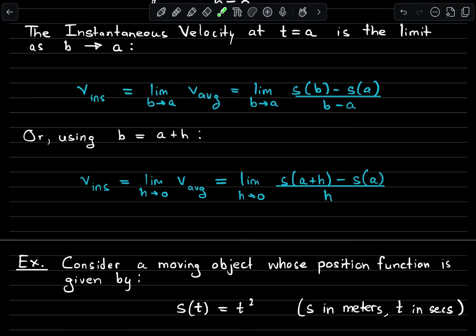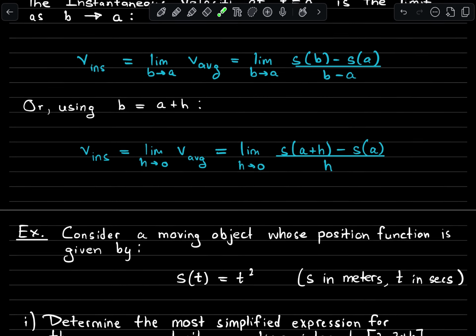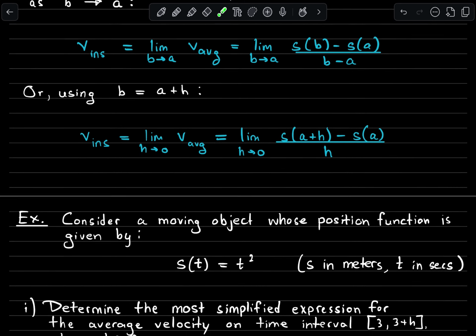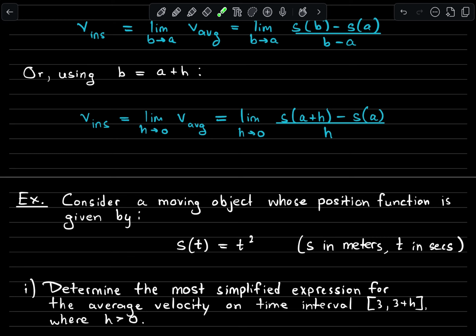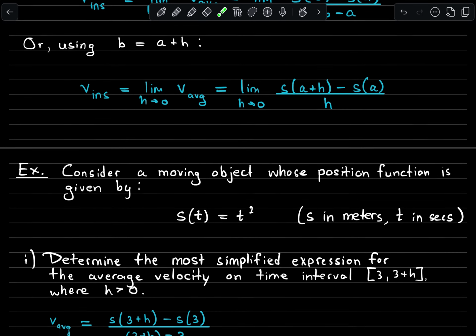So consider a moving object whose position function is given by S of t is equal to t squared. S is measured in meters, t is measured in seconds. Part 1, let's determine the most simplified expression for the average velocity on the time interval 3 to 3 plus h, where h is greater than 0. This is a really helpful step: we don't always have to do our simplification when evaluating a limit, but if we can, let's try to simplify that formula ahead of time.